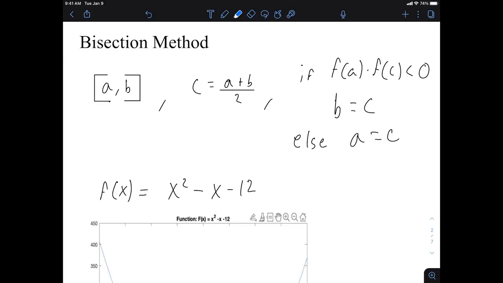Today we're going to be talking about the bisection method. This is a root finding method talked about in numerical methods, and it's used to find roots of a continuous function. So we're going to do an example by hand today.